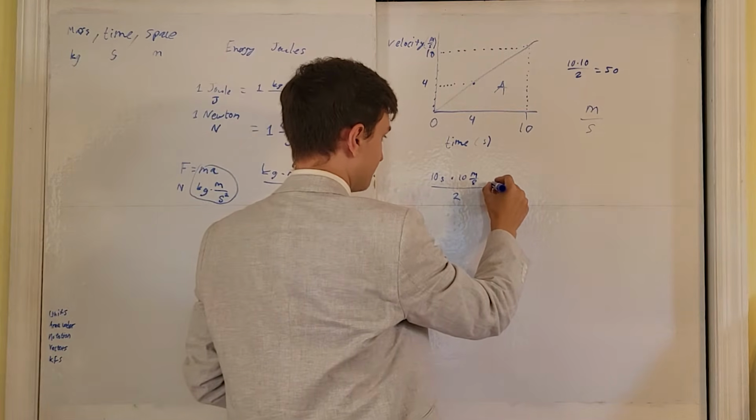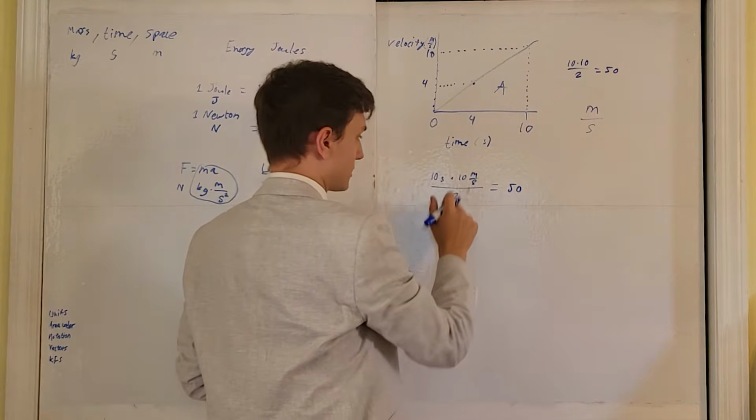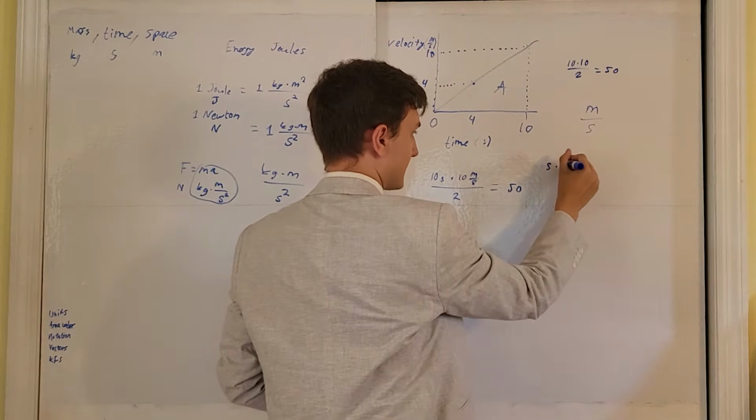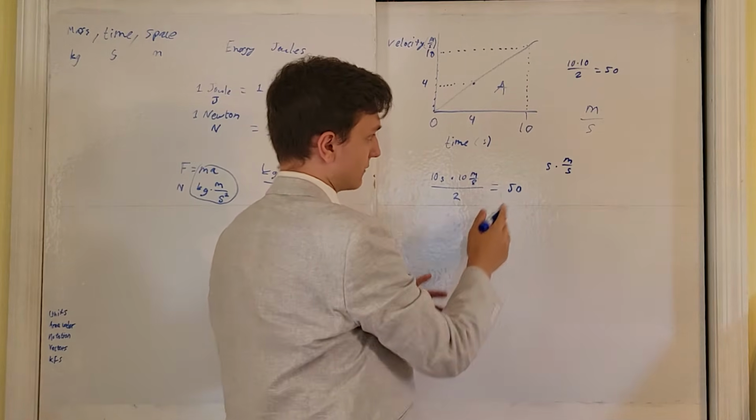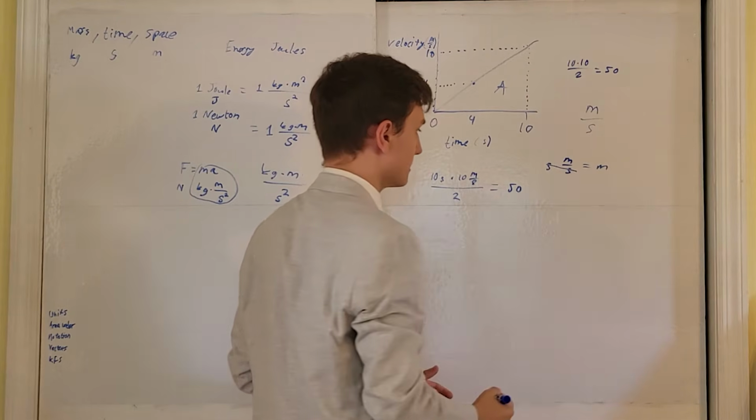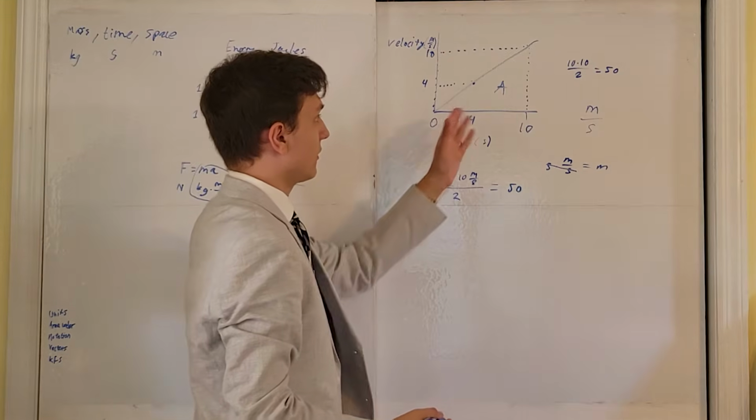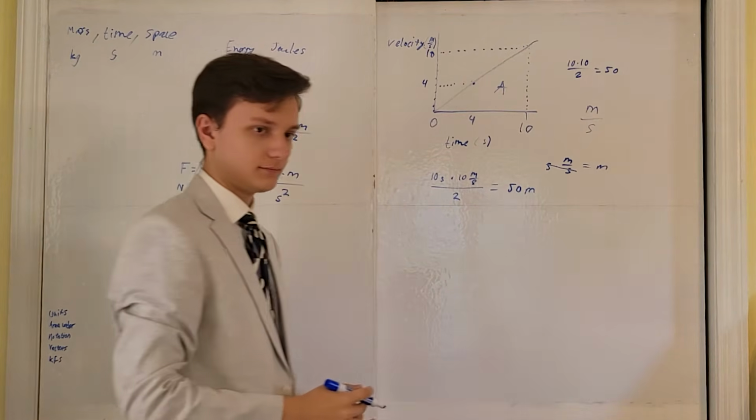So if we get that, we get 50, but let's pay attention to what our units are doing. We're taking seconds and we're multiplying it by meters per second, all right? If we look at that, our seconds cancel out and we're left with the units of meters. Therefore, the area under the curve would be 50 meters. Okay?